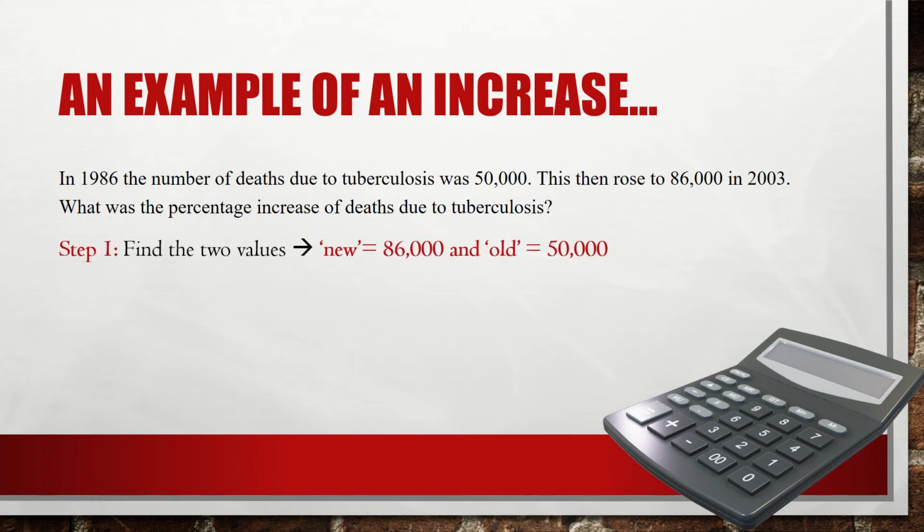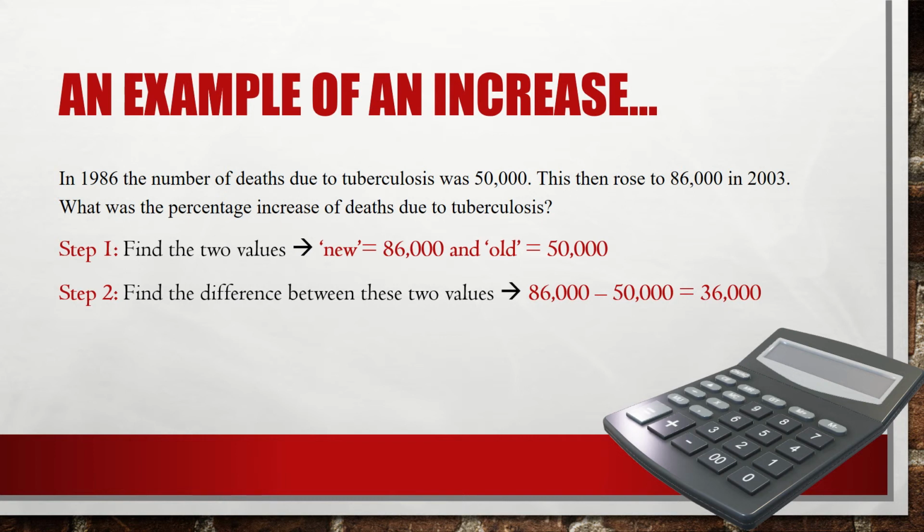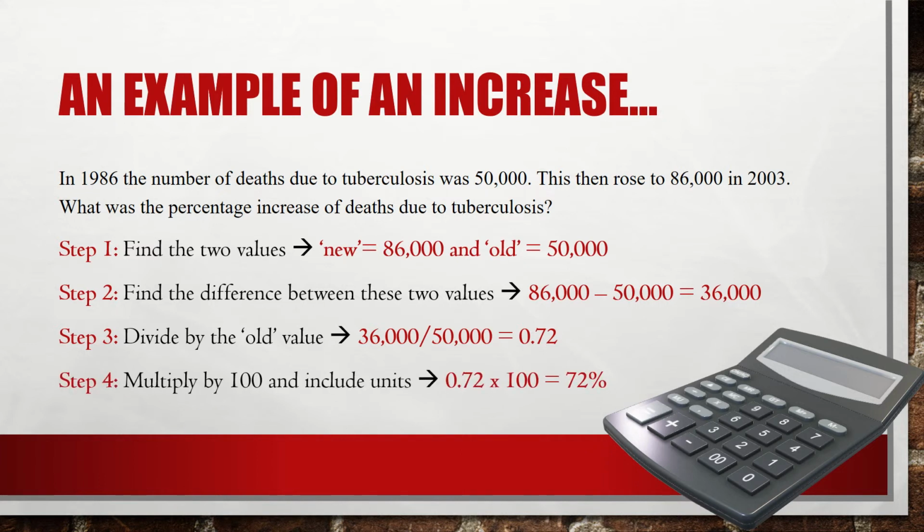Okay, so we found our numbers. Now we need to minus them from one another. So we need to find our new minus our old. Our new number is 86,000 minus 50,000, so it's going to give us 36,000. We take our difference and we divide it by the old value. So 36,000 divided by 50,000, which gives us 0.72. Remember, this needs to be as a percentage, so we multiply it by 100, and that gives us 72%.